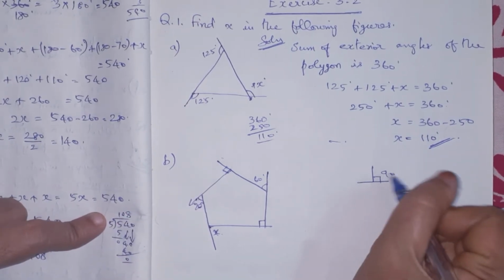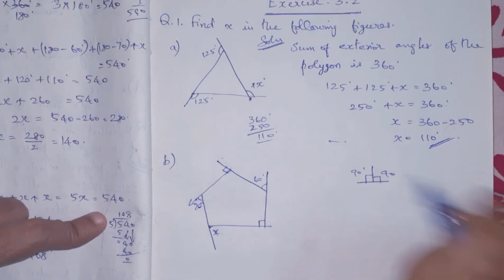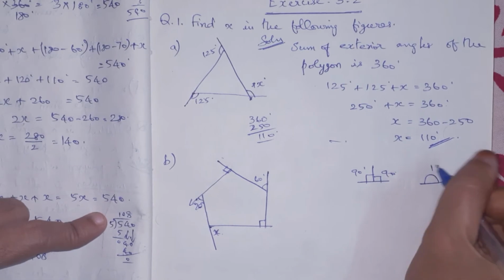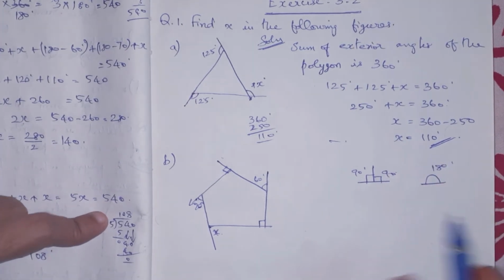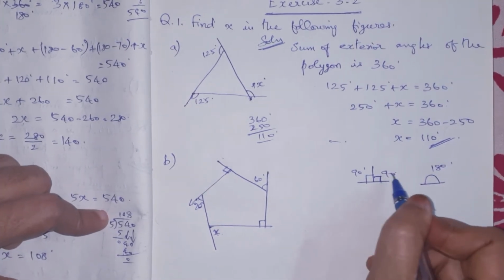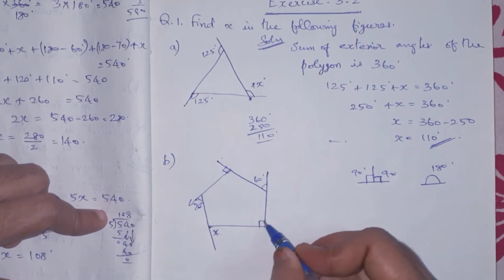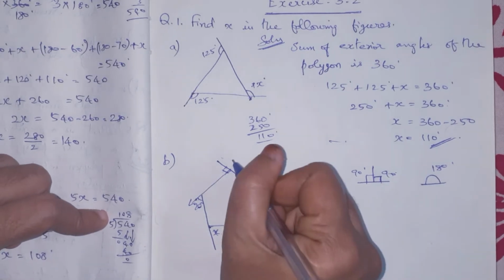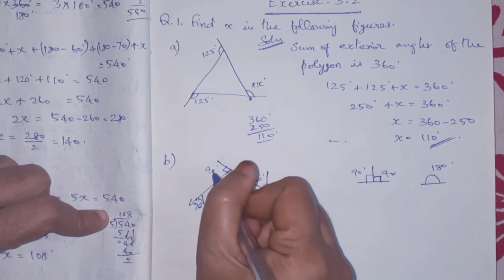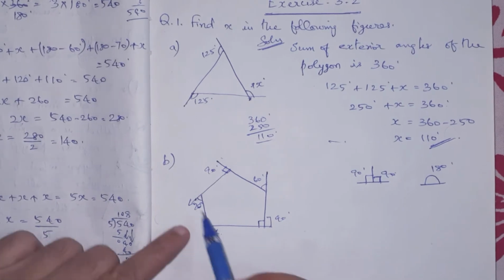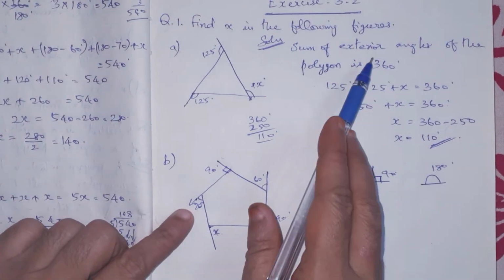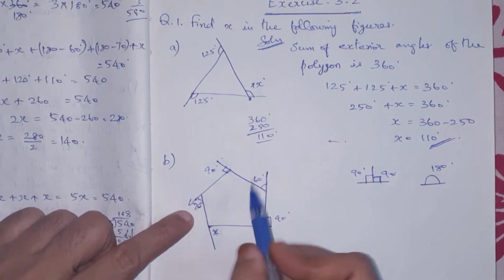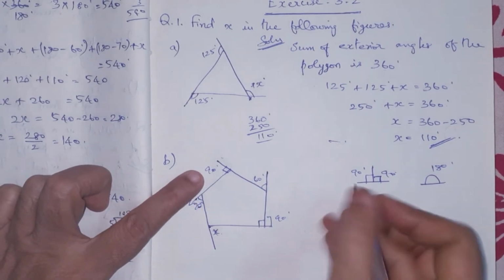This means 90 degrees, this also means 90 degrees. Here 90 degrees, here also 90 degrees. Now when adding these, the sum of the exterior angles is 360 degrees. So here two 90s are there.